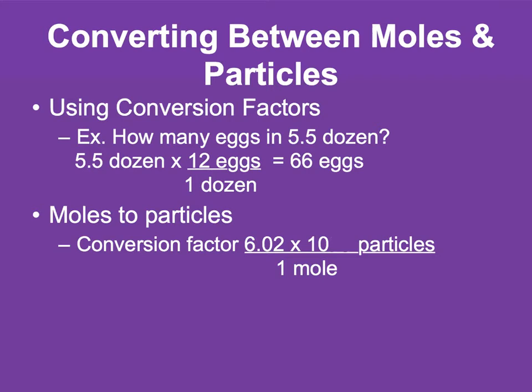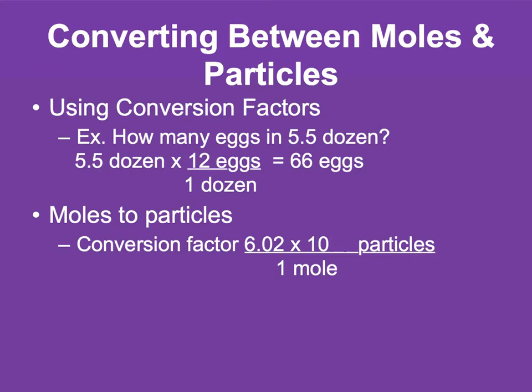Well, this is going all the way back to what we did in the first unit, where we are crossing out units as we go, and we multiply or divide by things to get rid of units to get to an answer. In this problem, we're going to use a conversion factor of 12 eggs for every 1 dozen, or you could reverse this as 1 dozen over 12 eggs. How many eggs are in 5.5 dozen?